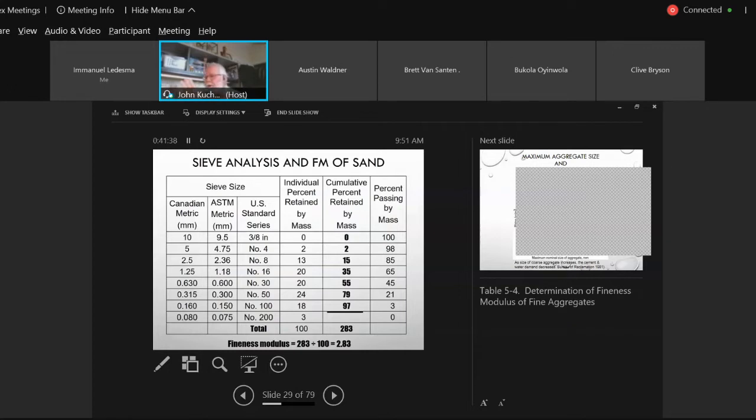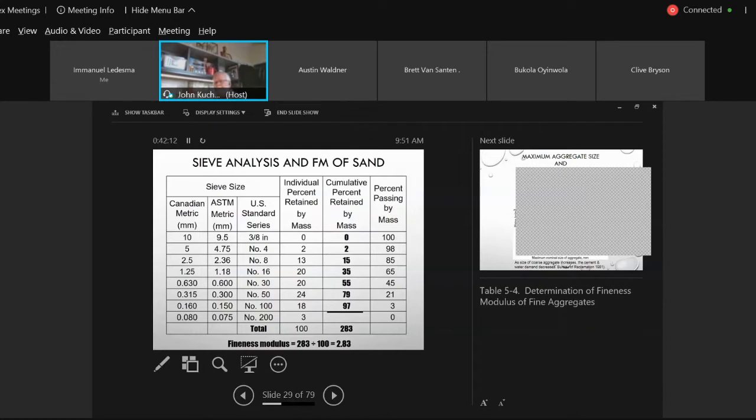So you can look at the grading envelope, and if your sieve analysis is running very, very close to the bottom grading limit, it tells you what? Your aggregate's on the coarse side. If it's following close to the upper grading limit, the envelope, it's finer, right? If it's running right down the middle, that's what you want. Okay, so this is how we have to calculate fineness modulus. And you'll need to look at that and calculate that.